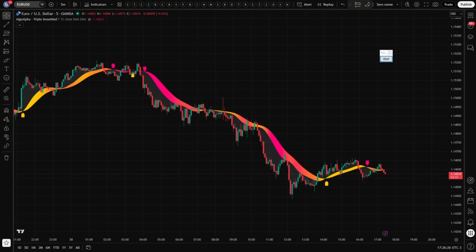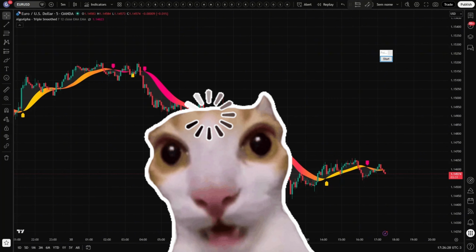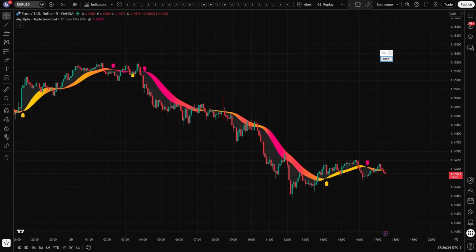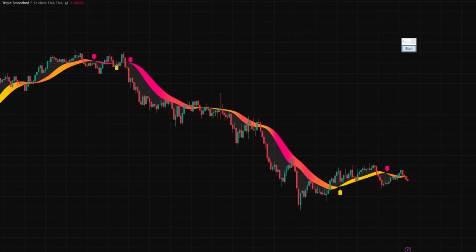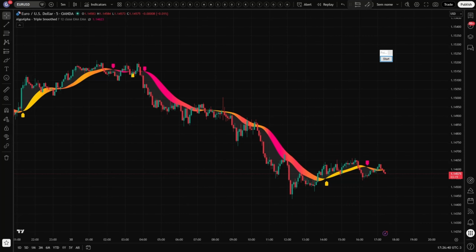But of course you must be wondering now how this indicator actually works. It's quite simple. It applies a triple smoothing process to the price data. In other words, it takes the market movement, filters it once, filters it again, and filters it one more time. The result? Only what really matters is left. The trend.